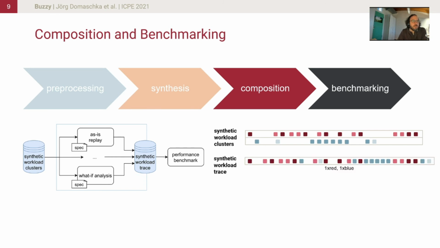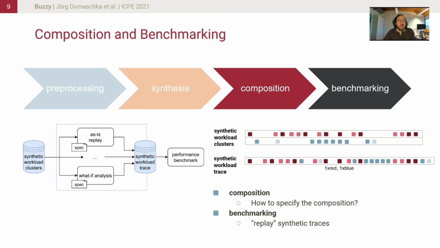The result is a workload trace. That is, in the example, we combine the red and the blue one. In that step, we expect the least research challenges. Nevertheless, there's the open question how you would specify the composition part. And for benchmarking, the question would be, could we just fall back to existing replay benchmarks, or would we need a customized benchmark implementation that is able to deal with these synthetic traces?